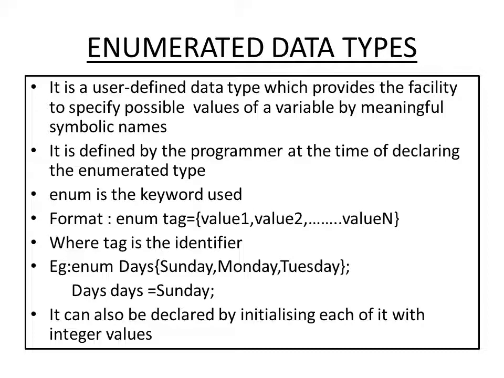Now here's an example of the enumerated data types. The example is enum days, Sunday, Monday, Tuesday. In the next line we write days and declare a variable equal to Sunday. That means the first variable we declare will be allocated to Sunday. We can also initialize our value with integer values, for example Sunday equal to 2 or Monday equal to 2. So when we declare the variable days, we get the value of Sunday, which is 2.